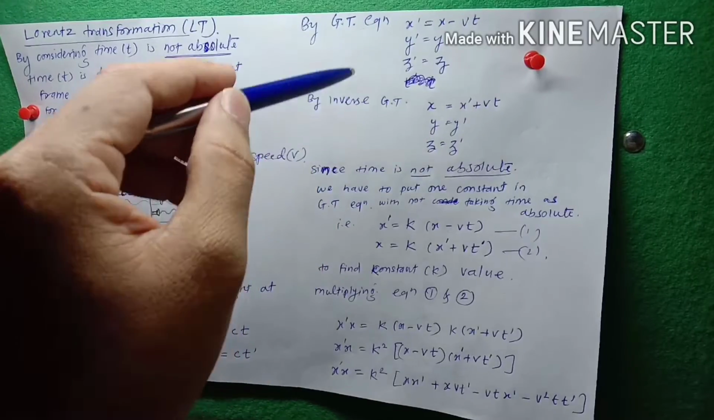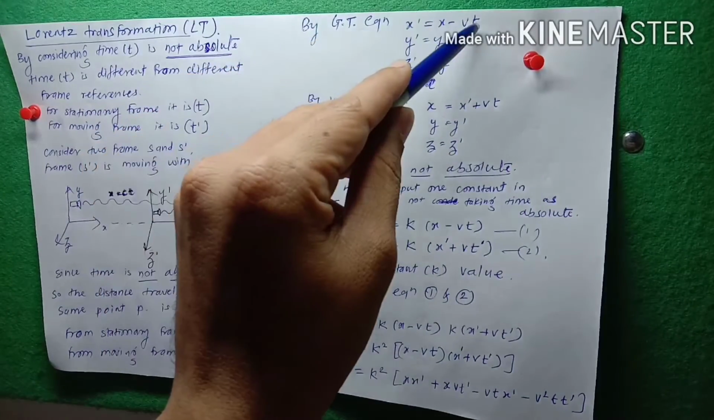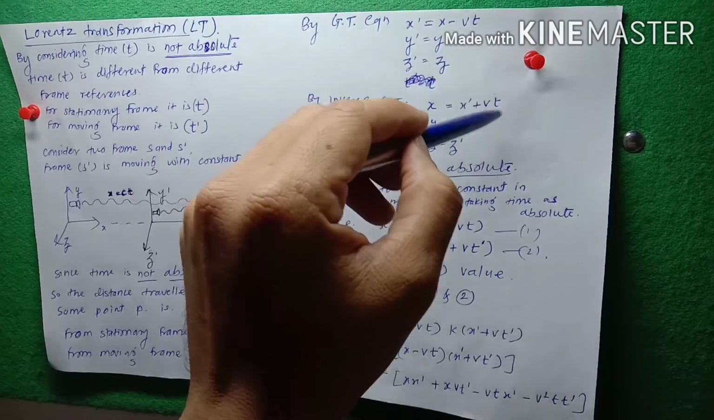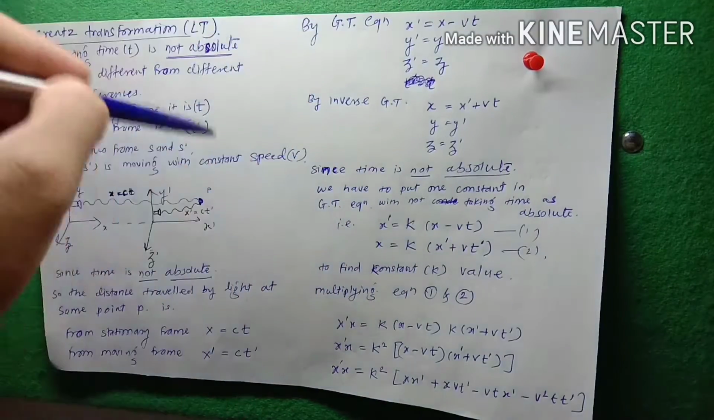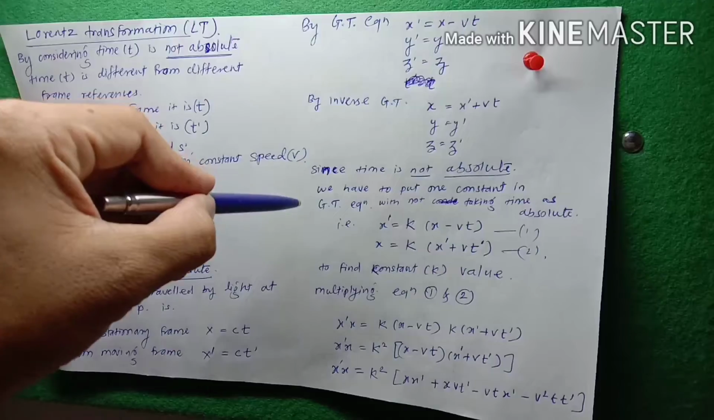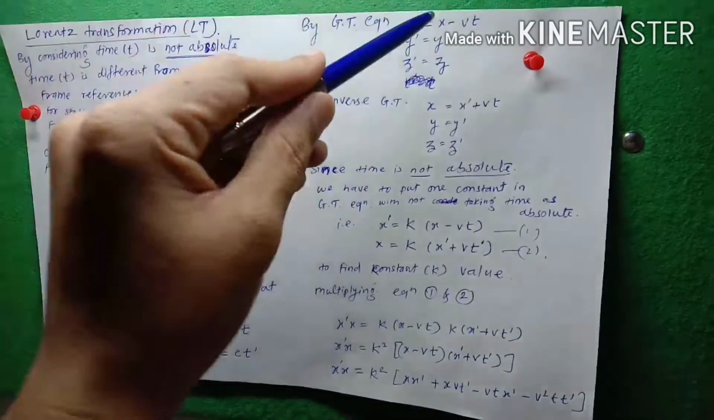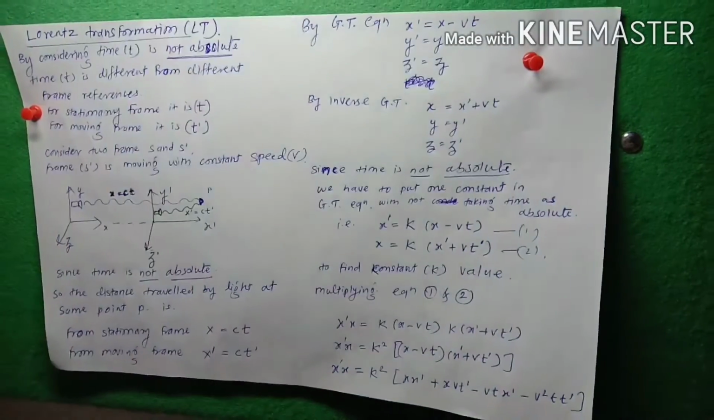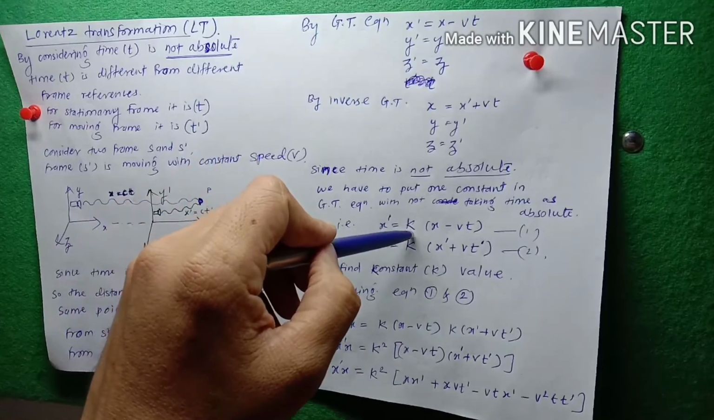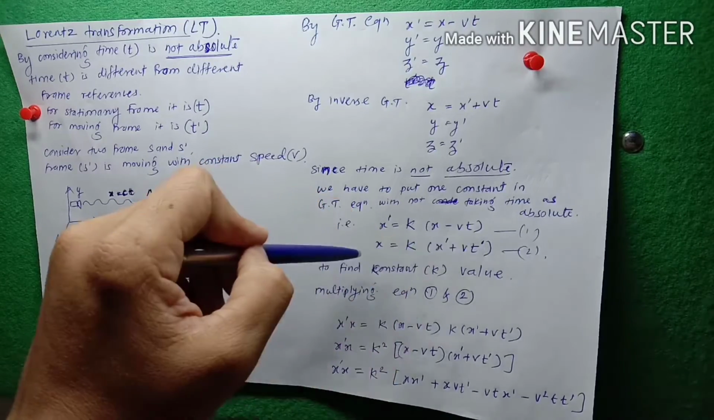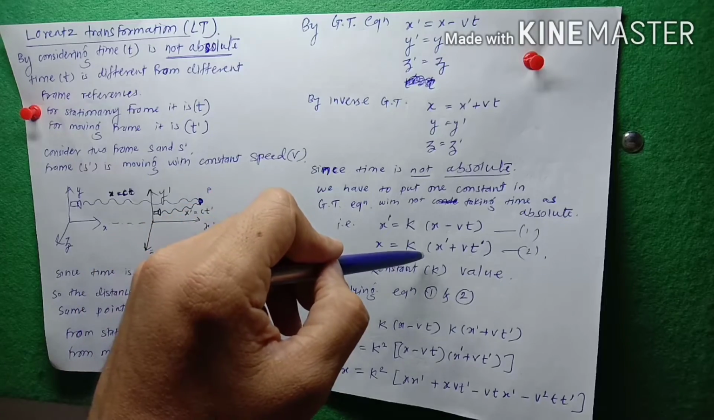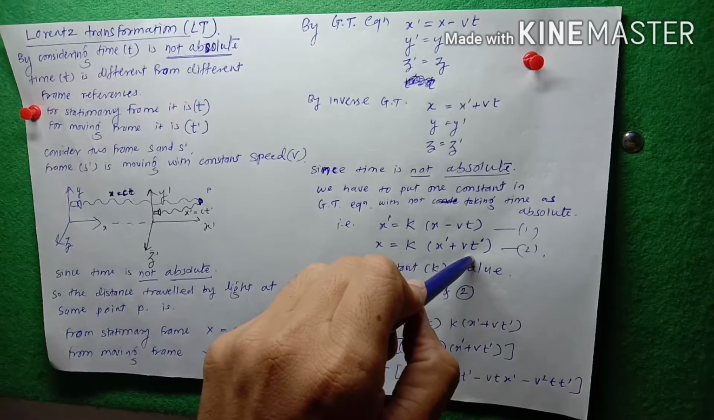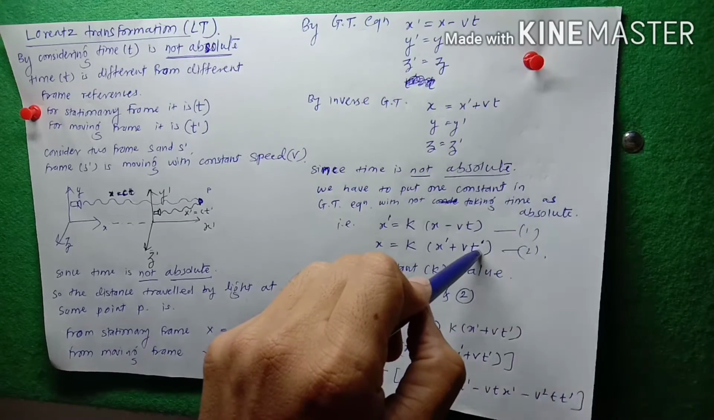Now if we see both equations, in both we are taking time as absolute, which is not correct. You can see t here and t here is the same, that is absolute, but that is not correct. So since time is not absolute, we have to put one constant in the first equation of the Galilean transformation by taking some constant. So let us see, x dash is equal to that constant k, x minus vt, and the second equation, x is equal to k, x plus vt dash. Now here you can see that we have considered time is not absolute, that is t dash.